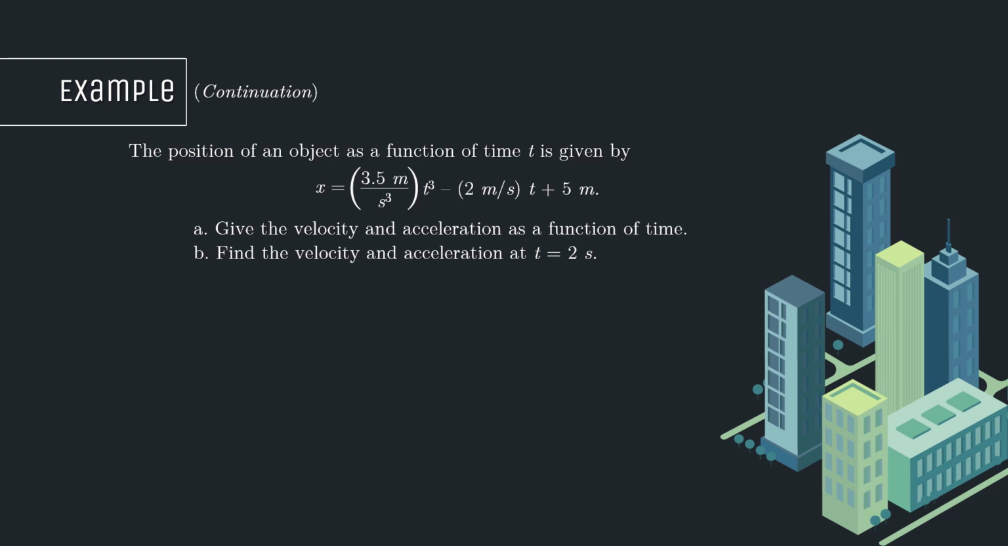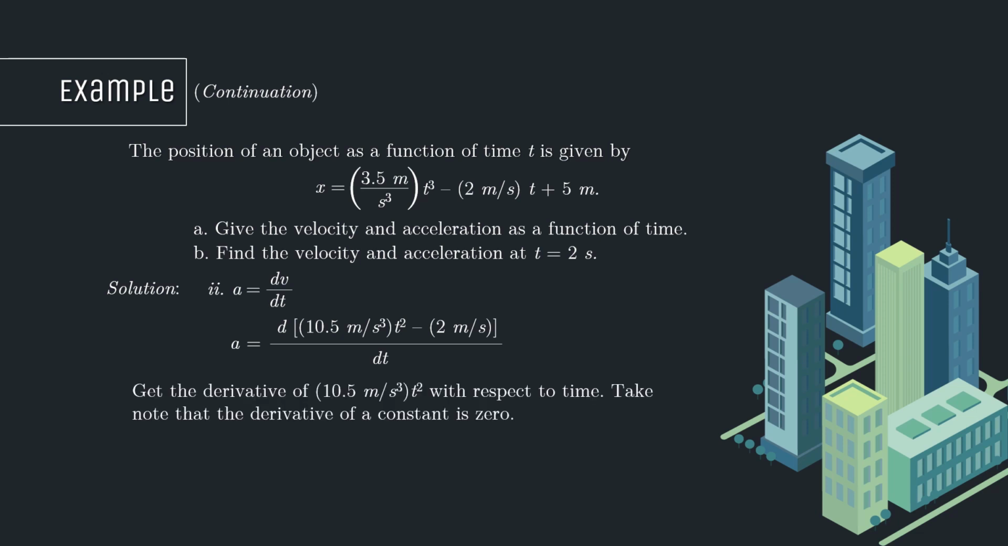To determine the acceleration, we now use a, which is equal to the derivative of v, or velocity, in terms of t, or time. Substituting the equation obtained for velocity, we now have acceleration, which is equal to the derivative of 10 and 5/10 meters per second cubed times t squared minus 2 meters per second in terms of t. Get the derivative of 10 and 5/10 meters per second cubed times t squared with respect to time. Take note that the derivative of a constant is 0.